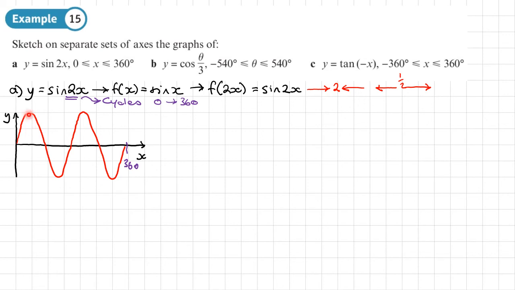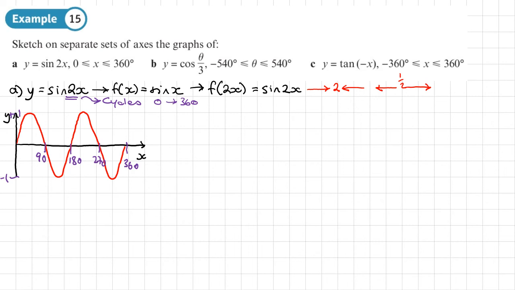So this peak here would normally be at 90, it's now squashed, it's now at 45. Where it crosses here would normally be at 180, it's now halved to become 90. This point here would normally be 360, that's now become 180. And so on, 270. And then we have the 360 at the end. And we'll just put the minimum and maximum here, so from -1 to +1.